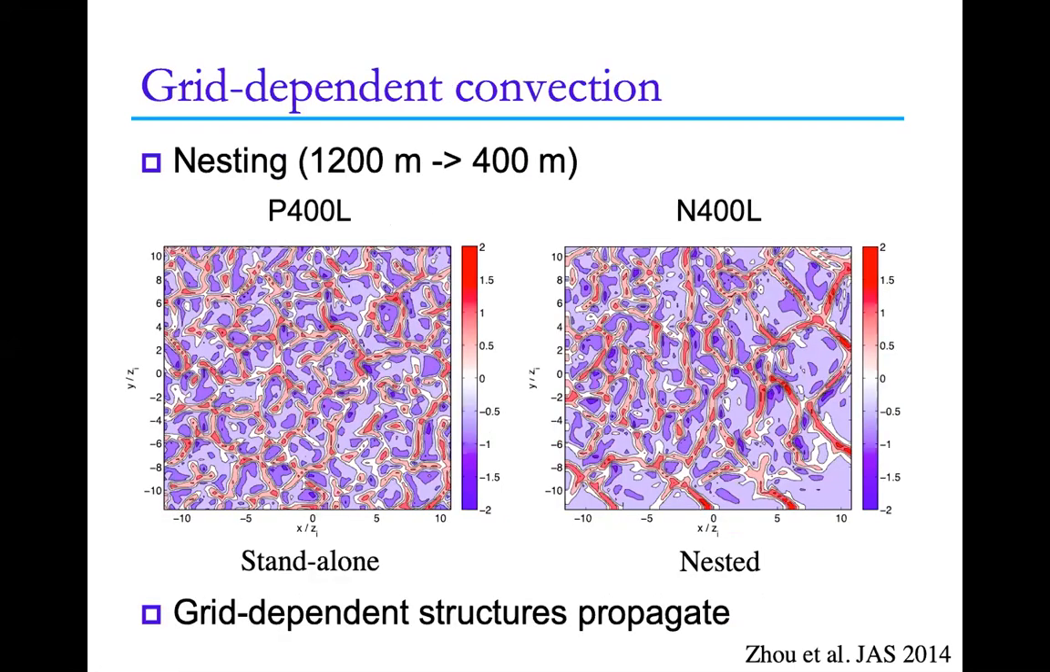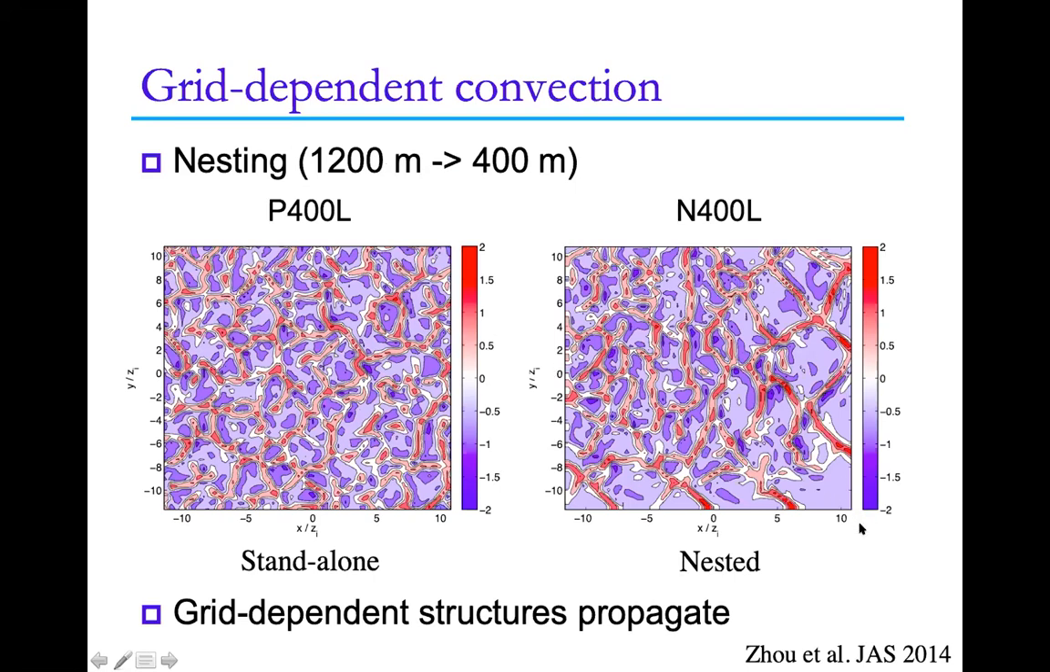Another thing that is important to think about is that when you have this kind of grid-dependent convection and you use grid nesting, the grid-dependent structures can propagate into the finer grid. So on the left here, you see a standalone simulation at 400 meter resolution, and you see these convective cells that have developed in this gray zone simulation. And on the right, this is a 400 meter resolution simulation that was nested inside a 1.2 kilometer grid.